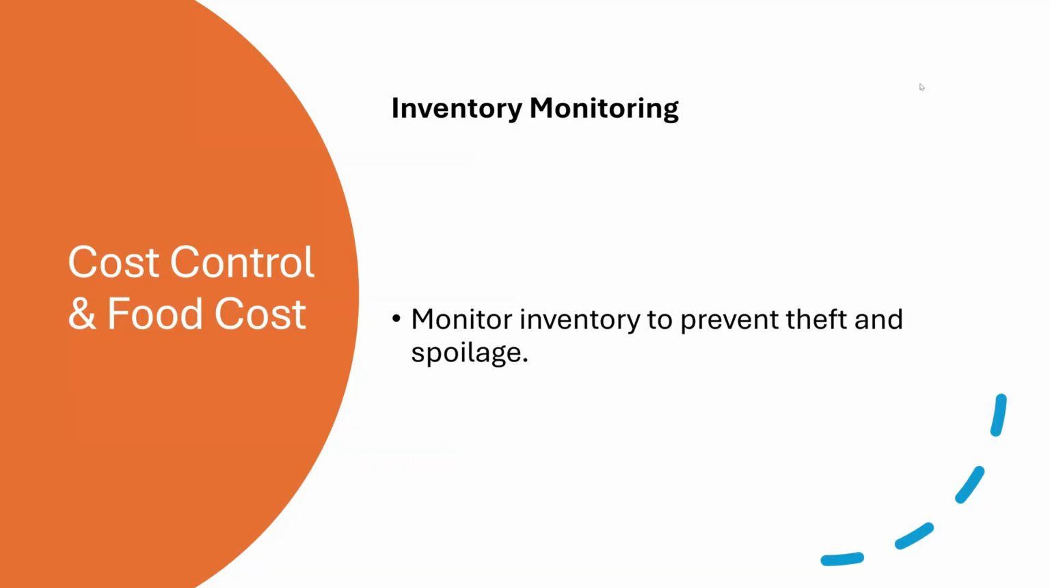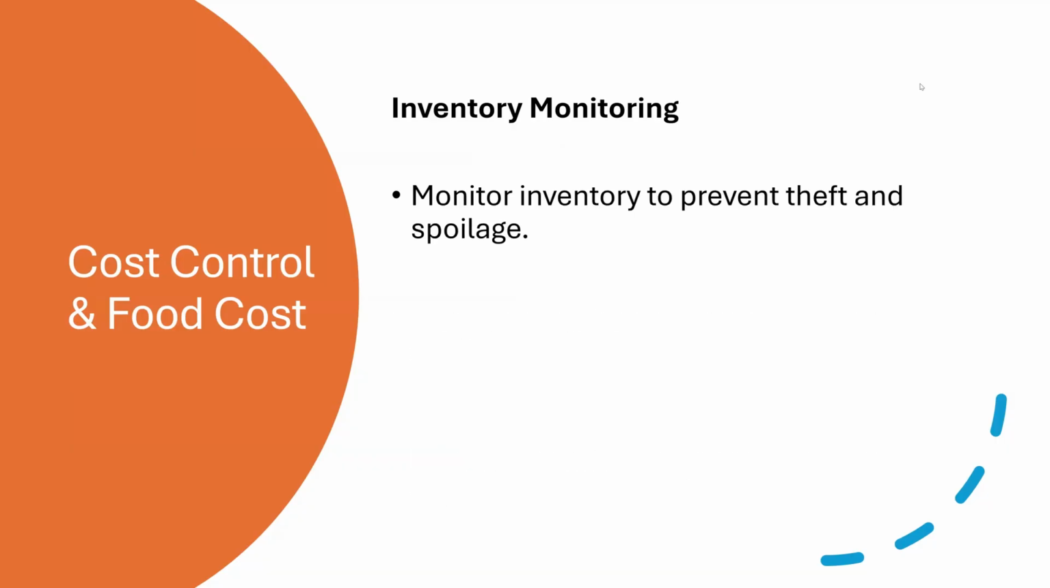When it comes to inventory, we want to make sure that we're monitoring inventory because again, we know that things can disappear, whether that's through spoilage, whether that's through theft, whether that's just through waste, whatever it is, we want to make sure that we're monitoring our inventory properly.